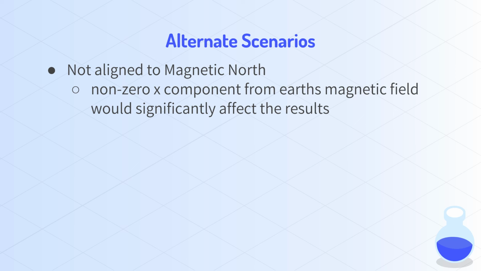Now, I want to take this opportunity to discuss an alternate scenario for this lab. For example, if we laid out the meter stick at an angle with respect to the Earth's magnetic field, it would have significantly altered the results of our experiment, because the magnitude of the Earth's magnetic field in the x direction would no longer have been 0. We were able to avoid this non-zero x component of the magnetic field by aligning our measurements to magnetic north.